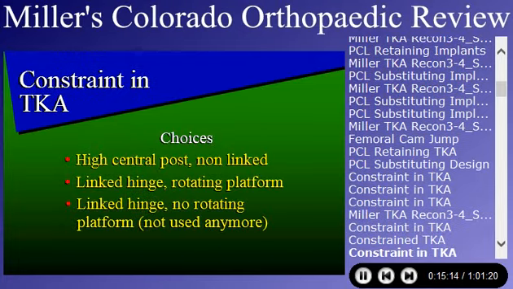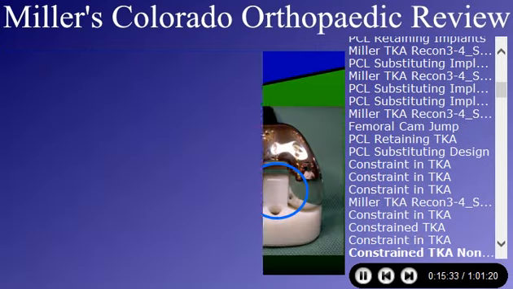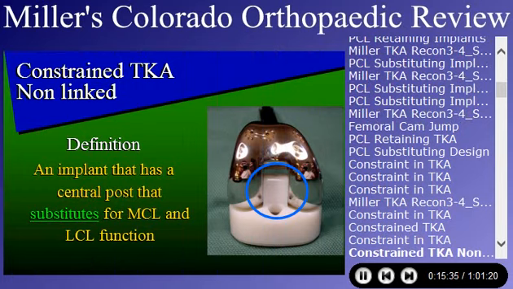Pretty prophetic there, huh? So the choices for constraining the total knee, you have a high central post, which is not linked. Then you have a linked hinge with a rotating platform, which is the next option. The older ones were a linked hinge, no rotation. Those are the sagittal plane hinges. Those had a high failure rate, and those are not used anymore. So if you see linked hinge without any rotating platform, avoid that answer. So the definition for constraint non-linked prosthesis is an implant that has a high central post that substitutes for MCL and lateral collateral ligament function. That's the big post in the middle.